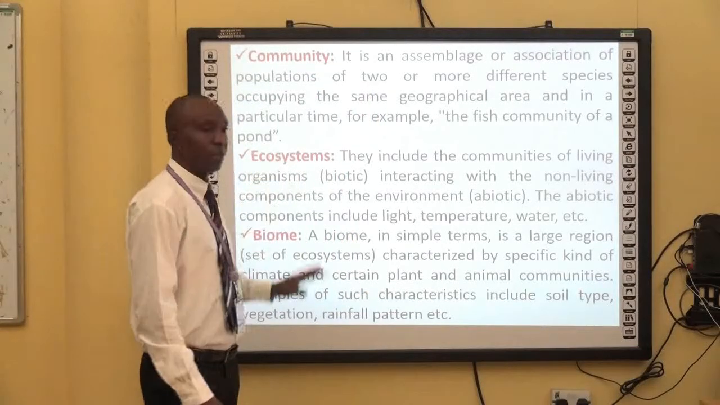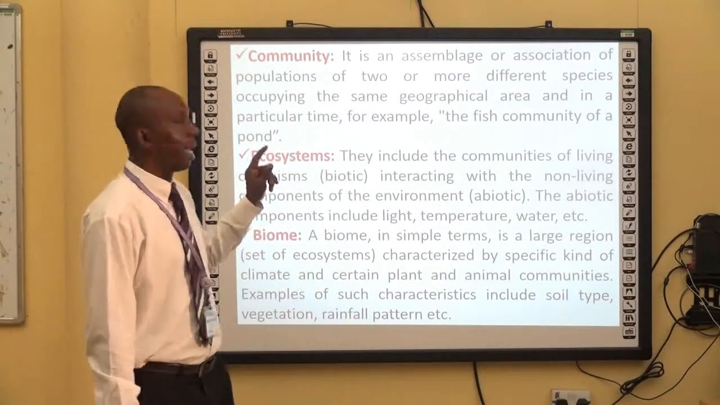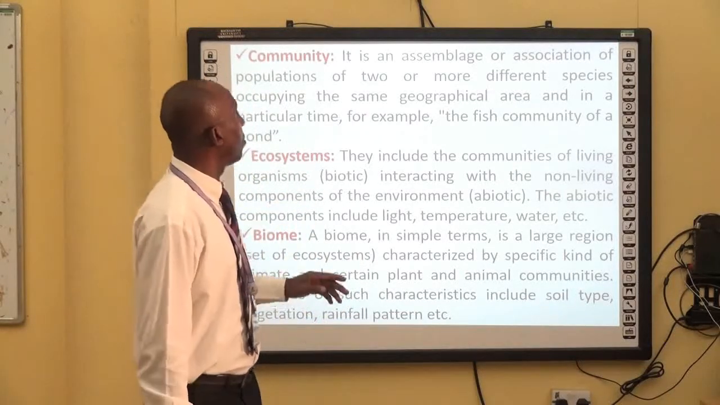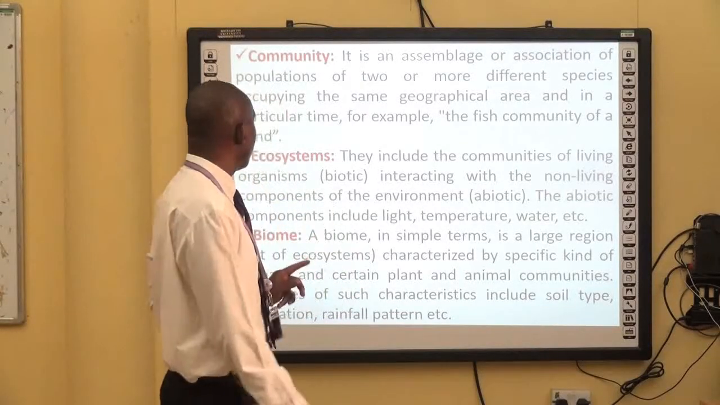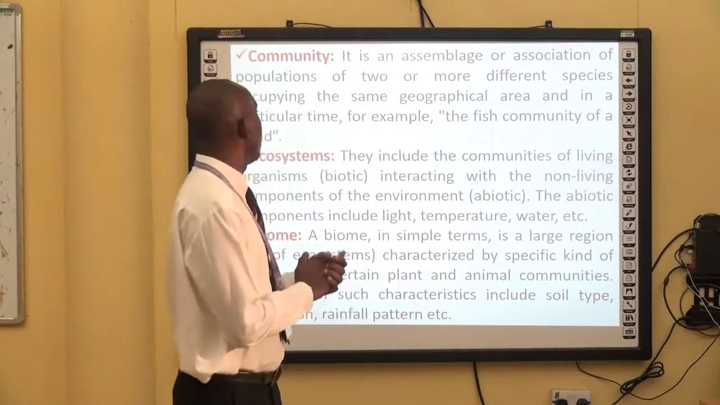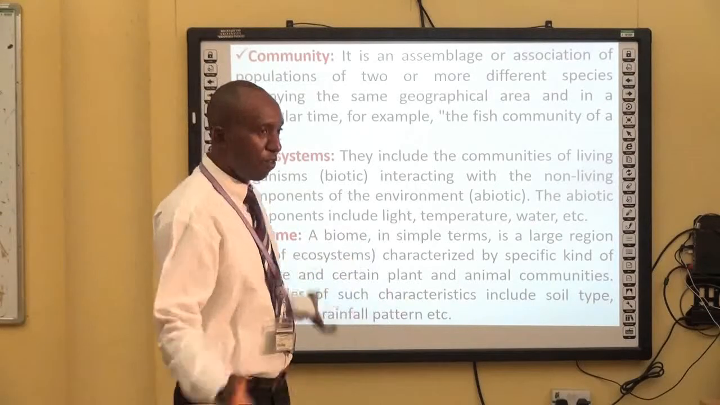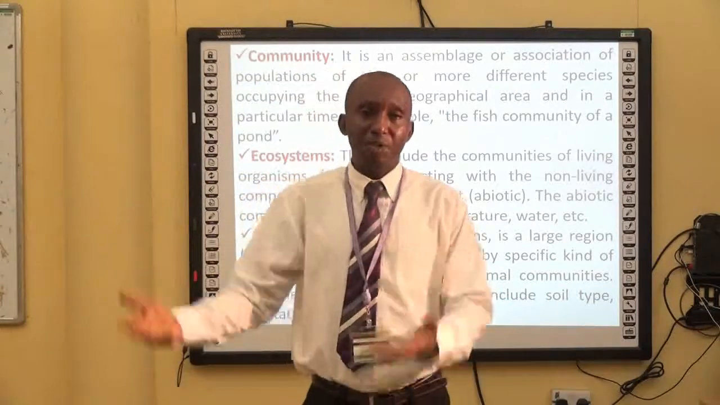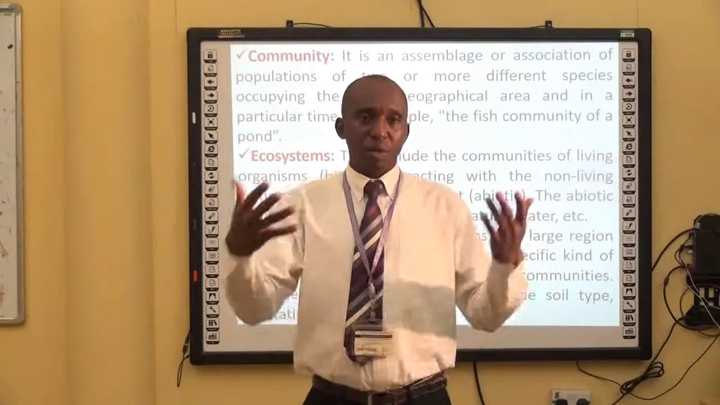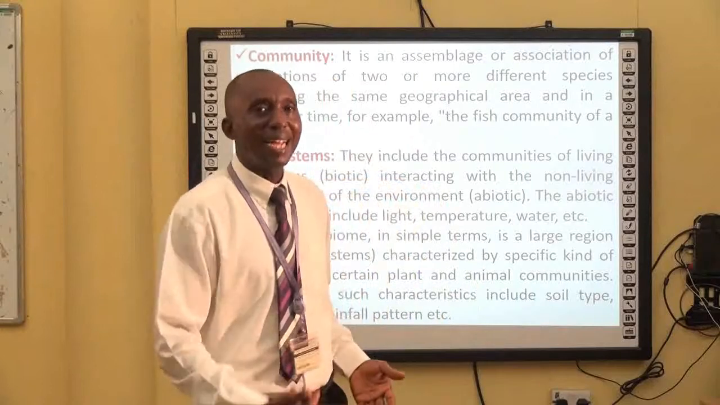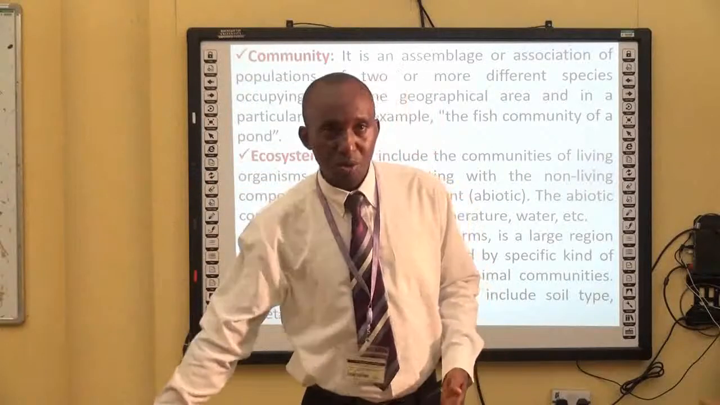Then a larger scale now is the ecosystem. They include the communities of living organisms interacting with the non-living components of the environment. For example, now if you go out to the field, you have trees, you have animals, those ones are living. But you have other things that are not living, like the sand, the rocks, okay?